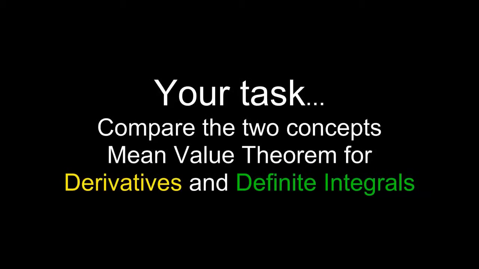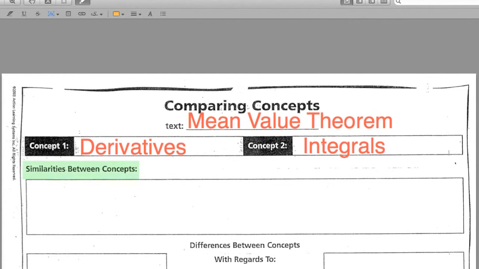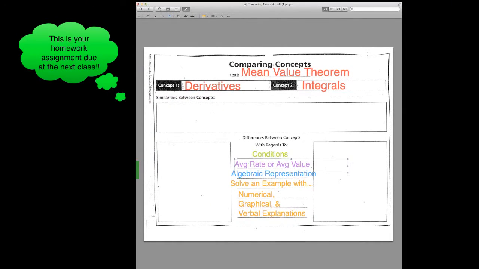Your task now is to compare the mean value theorem as to how it is applied to both derivatives and integrals. Similarities. First, record all the similarities in applying the mean value theorem to both derivatives and integrals. It is because of these similarities that we frequently confuse and misunderstand its application. Yes, I want more than 2 similarities recorded.